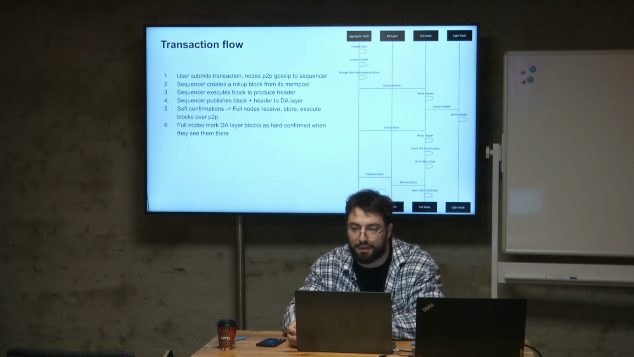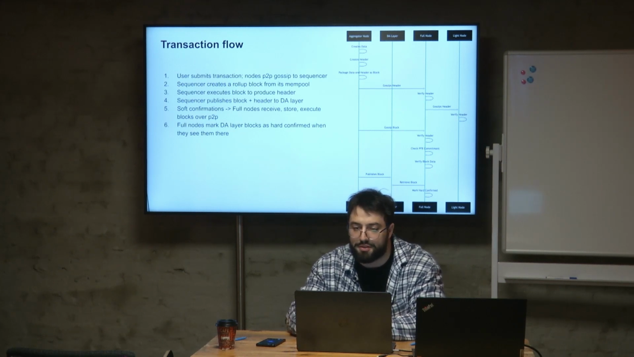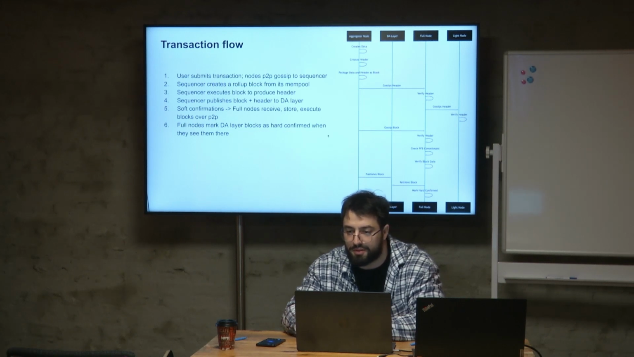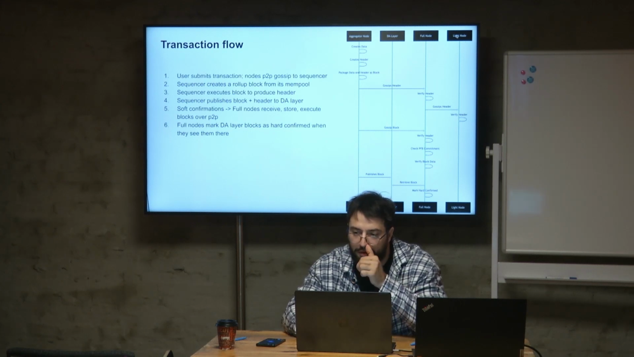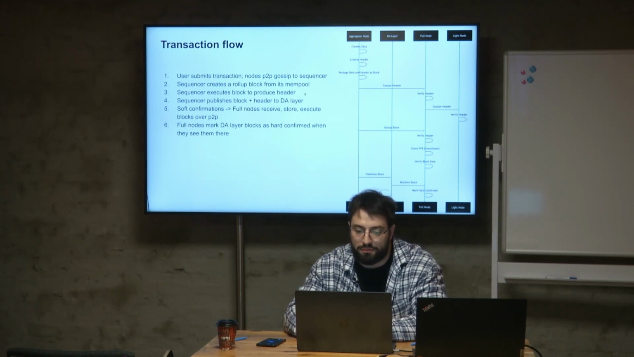The aggregator node takes the data from the mempool, creates data headers and packages them into blocks. And it gossips back to different nodes, like full nodes right now. Yeah, light node is still work in progress, but it's on the diagram. So after that, the sequencer or aggregator node publishes the block and the header to the DA.